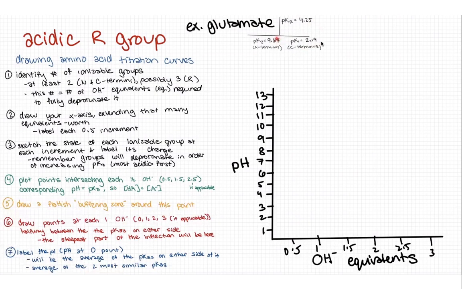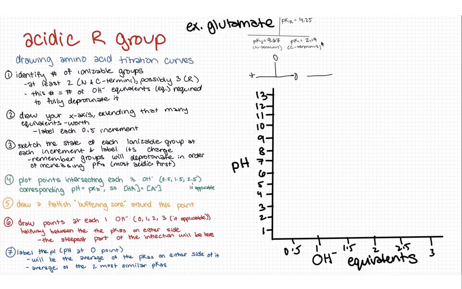And we can sketch this out using our little shorthand notation. So if we're in our fully protonated state, we're going to have our N-terminus be positive, we're going to have our C-terminus be neutral, and we're going to have our R group be neutral.